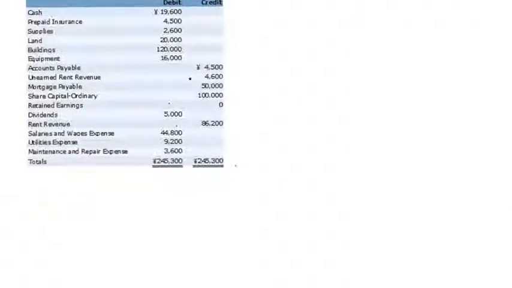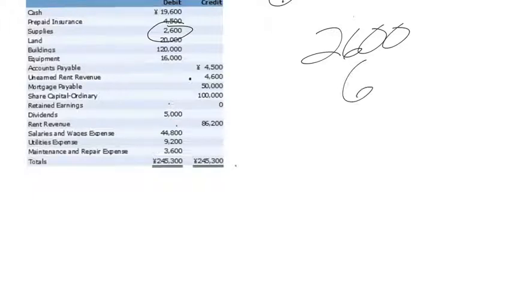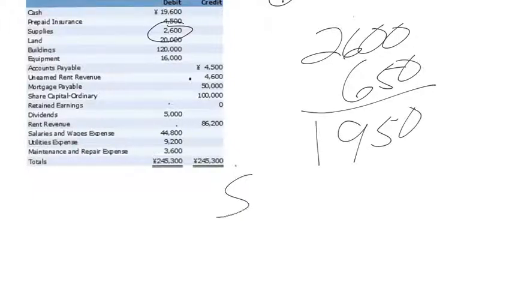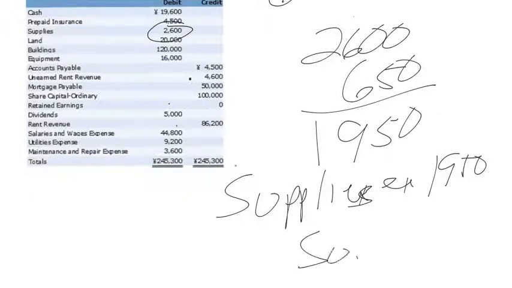The second part of the problem says an inventory count on August 31st shows 650 of supplies on hand. Well, there's 2,600 listed in the account. If there were 2,600 supplies at the beginning of the period, and there's only 650 now, that means that there were 1,950 that were used, and the adjusting entry is debit supplies expense 1,950 and credit supplies.